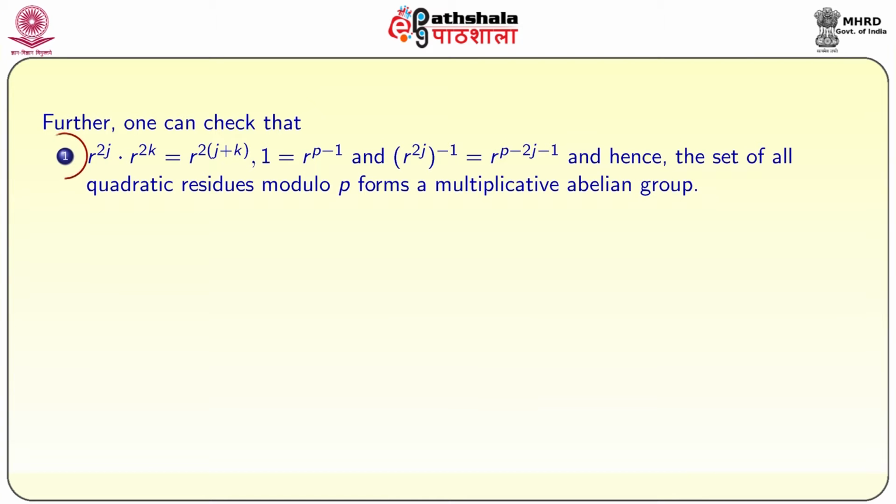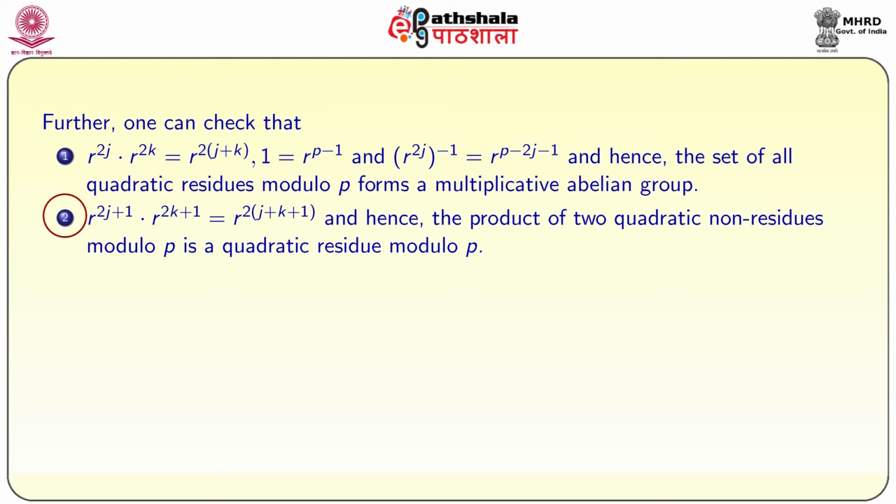Further, it is easy to check that r^(2j) times r^(2k) is equal to r^(2(j+k)). So, 1 is equal to r^(p-1), as r is a primitive root, and the inverse of r^(2j) is equal to r^(p-1-2j). Hence, the set of all quadratic residues modulo p forms a multiplicative abelian group. Not only this, we found how many quadratic residues there are: exactly (p-1)/2 quadratic residues, and they also form a group.